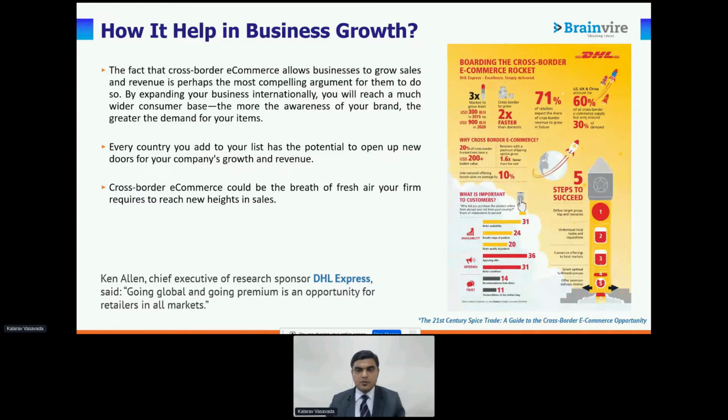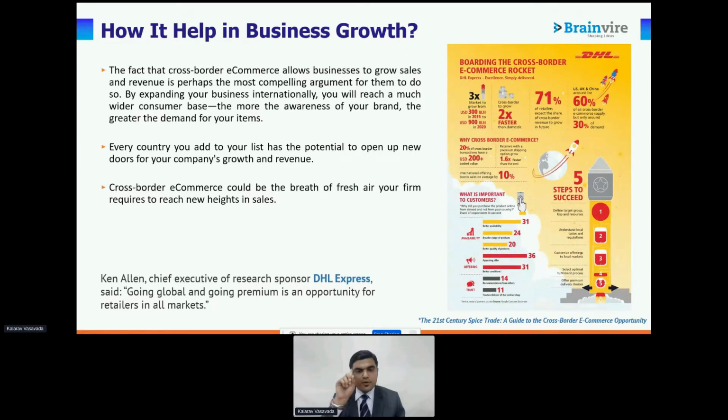Around 71% of retailers expect that cross-border revenue will grow in the future itself. That's very nice. The US, UK, and China account for almost 60% of all cross-border e-commerce supply, and 30% of the demand. So every country on your list has the potential to open new doors for a company's growth and revenue.